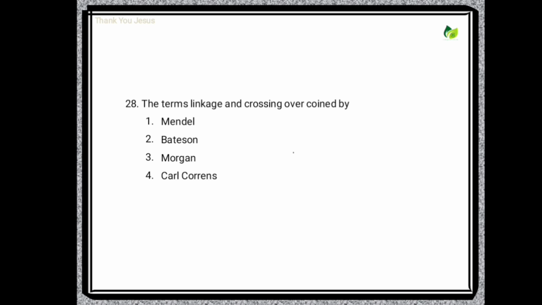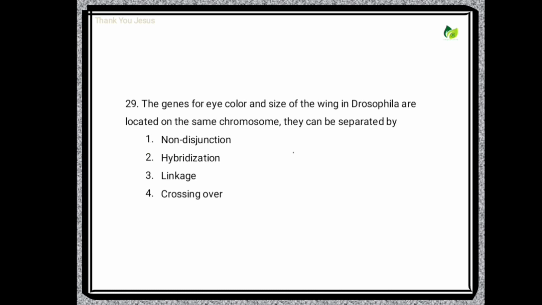The terms linkage and crossing over were coined by, options are Mendel, Bateson, Morgan, Karl Correns. So the correct option is Morgan. Let's see the next question. The genes for eye color and size of the wing in Drosophila are located on the same chromosome. They can be separated by, options are non-disjunction, hybridization, linkage, crossing over. The correct answer is crossing over. Crossing over happens during meiosis. It is an exchange of genetic material. You have to remember.